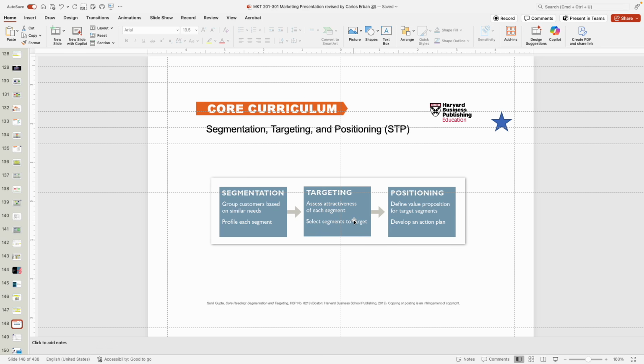Then positioning is, okay, I already have these segments. I already know which ones I want to target. So how am I going to do that effectively? How am I going to position myself to be successful in this segment? And that's the so-called value proposition.